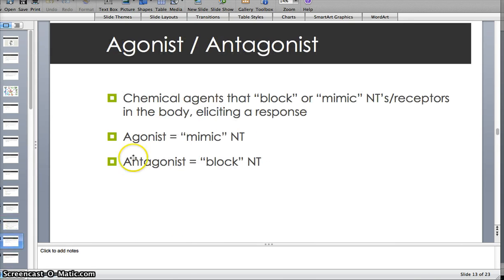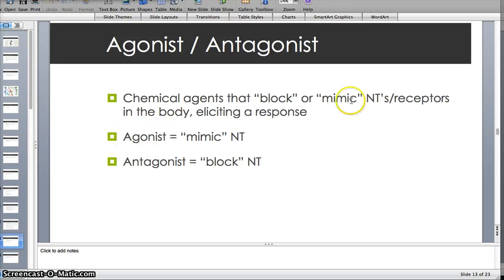Okay, last concept that I want to introduce, or really review, because we spoke about it in lecture, are agonists and antagonists. And these are chemical agents that either block or mimic a neurotransmitter or receptor's response in the body, which bring about a certain response.